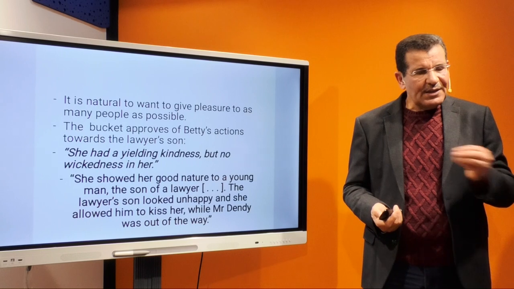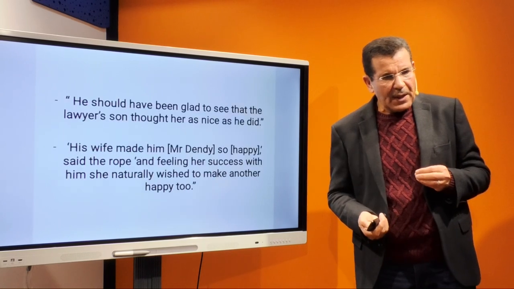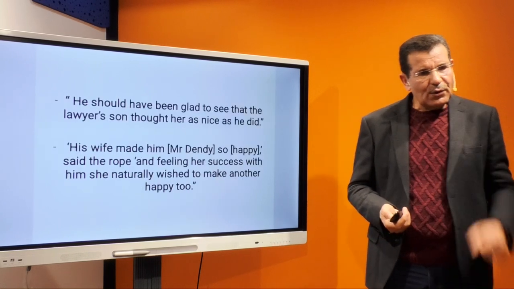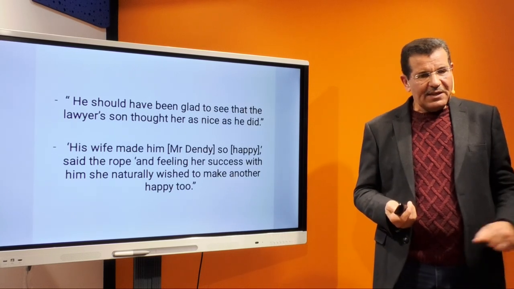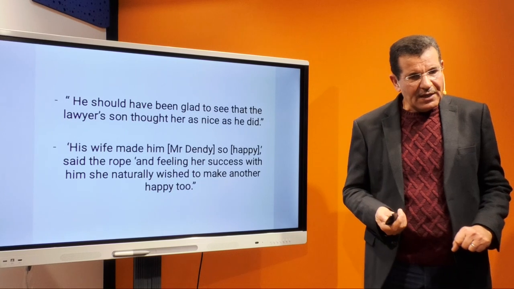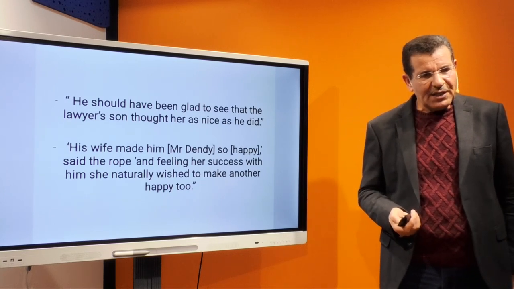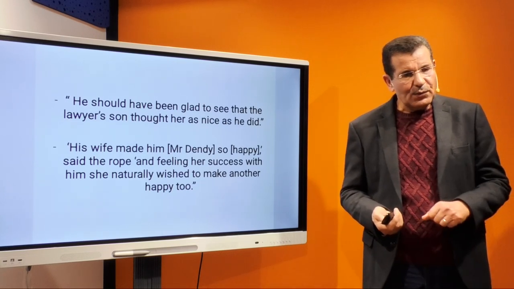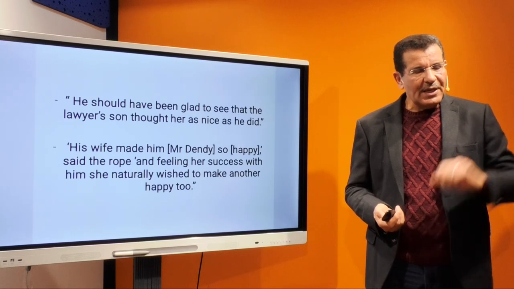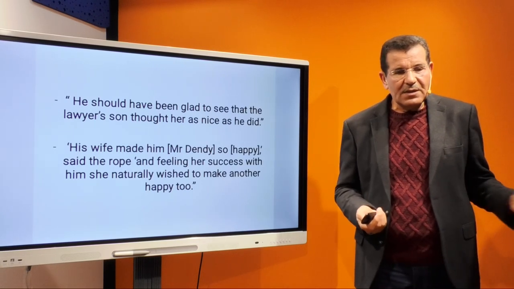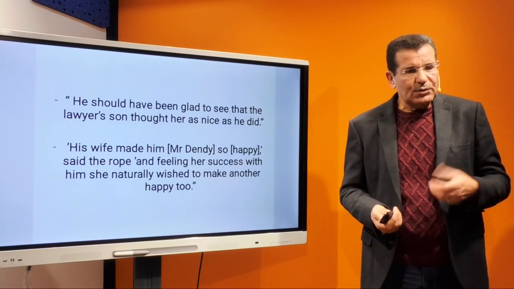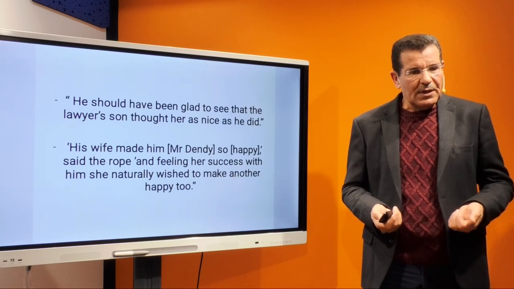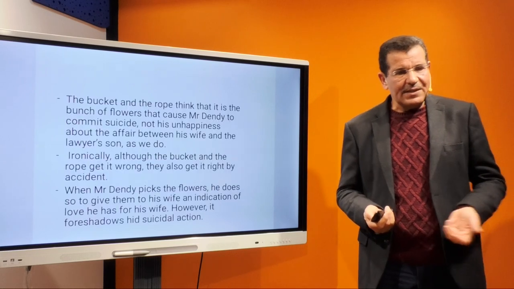So there are different perspectives here. He should have been glad to see that the lawyer's son thought her as nice as he did. "His wife made him so happy," said Rob, "and feeling her success with him, she naturally wished to make another happy too." According to the inanimate objects, what Betty did is something normal, but according to human beings, that's where the writer tries to raise the point of human perplexity.